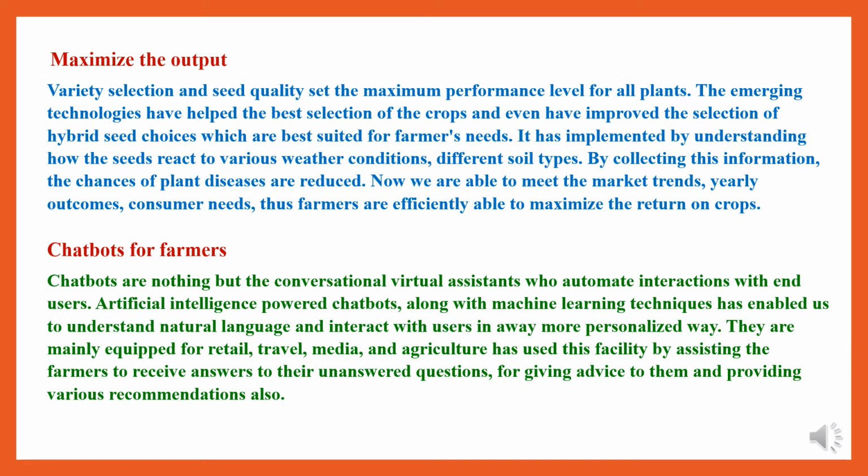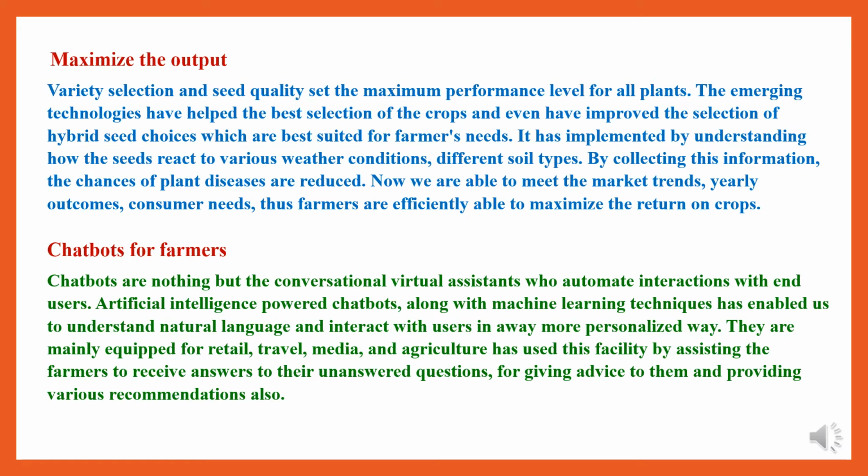Artificial intelligence in maximizing the output: variety selection and seed quality set the maximum performance level for all plants. The emerging technologies have helped the best selection of the crops and even have improved the selection of hybrid seed choices which are best suited for farmers' needs. It has been implemented by understanding how the seeds react to various weather conditions and different soil types. By collecting this information, the chances of plant disease are reduced. Now we are able to meet the market trends, yearly outcomes, consumer needs. Thus farmers are efficiently able to maximize the return on crops.